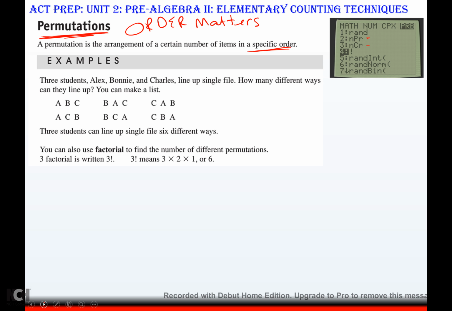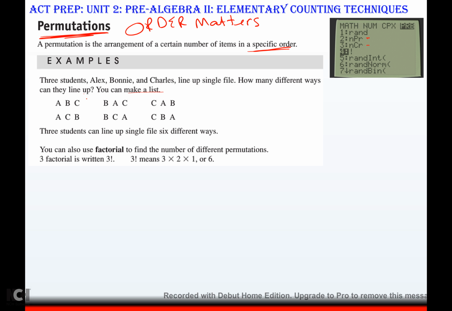So for example, 3 students, Alex, Bonnie, and Charles, line up single file. How many different ways can they line up? You can try and make a list, but this gets very, very cumbersome. You could put Alex, then Bonnie, then Charles, or Alex, then Charles, then Bonnie. You could start with Bonnie and Alex and Charles, or Bonnie and Charles, and go through all those possibilities. But the order matters, because if you put Alex first, then Alex is out. You don't have a choice. Alex isn't a choice for position 2 or position 3.